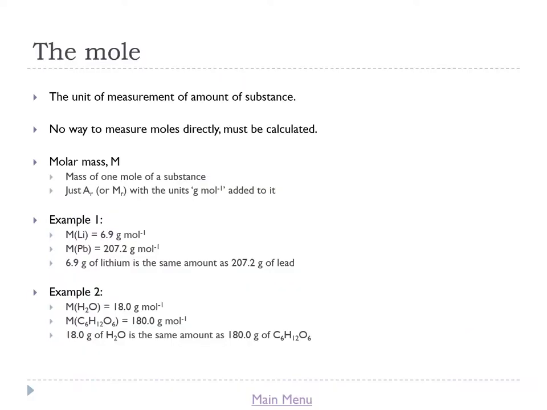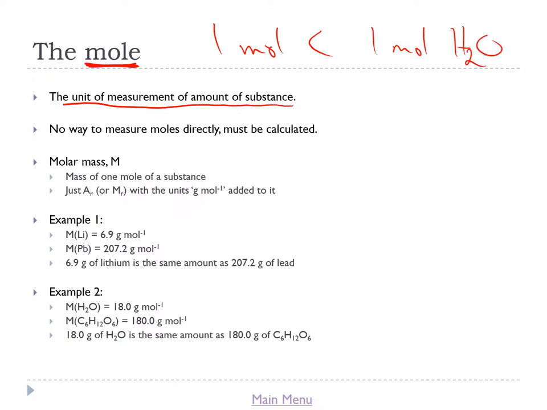So, the mole. This is the most important concept in this topic, and it is the unit of measurement for the amounts of substances. A bit like meters is the unit of measurement for distance, and kilograms is the unit of measurement for mass, moles is the unit of measurement for amounts of substance. So if we say we've got 1 mole of carbon and 1 mole of, let's say, water, H2O, even though those things would have a different mass, it's the same amount because it's 1 mole of each.